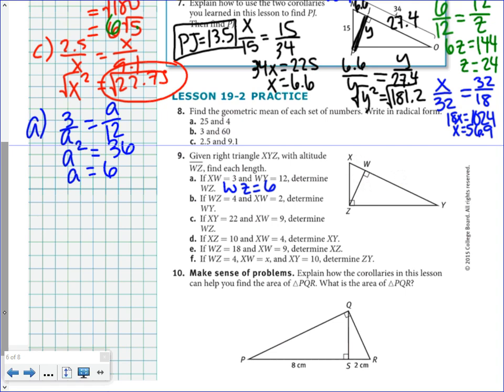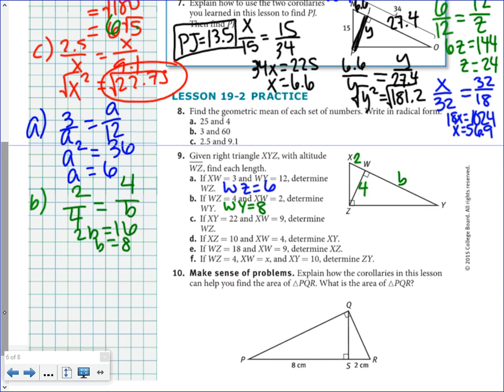Looking at part B, we have WZ is 4, XW is 2, and we are looking for WY. So I'll name it part B. So our altitude is the geometric mean, and our altitude is 4. So it's the geometric mean between 2 and B. So cross multiply and divide, which means that WY is 8.